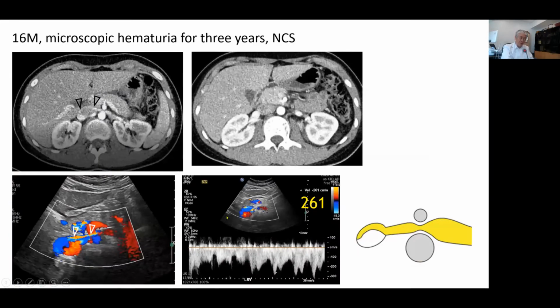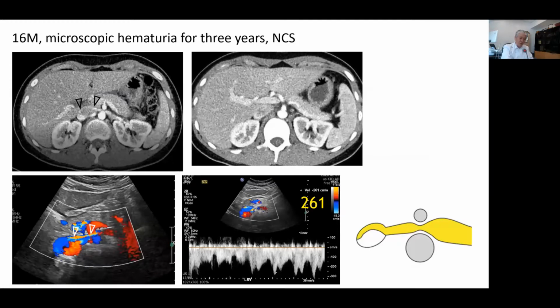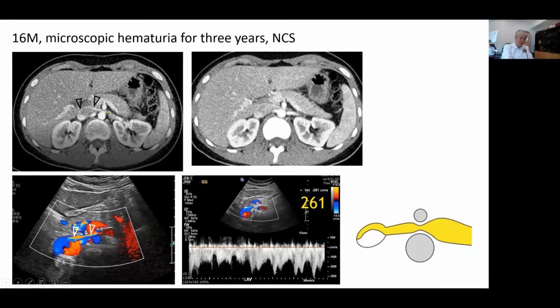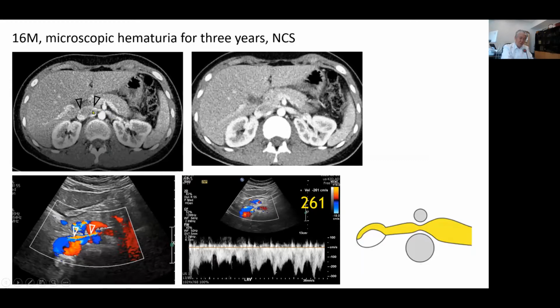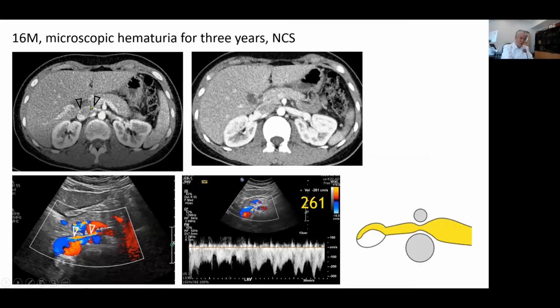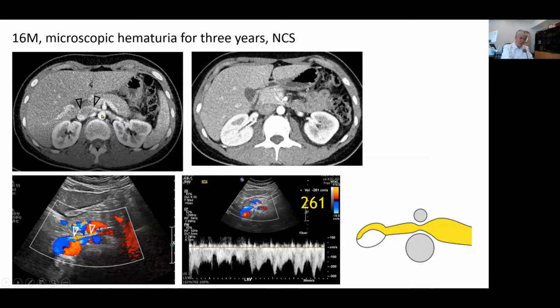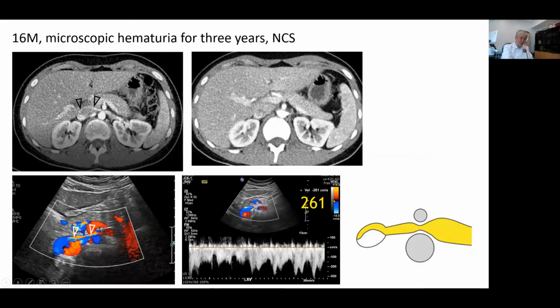A 16-year-old man with microscopic hematuria for 3 years due to Nutcracker syndrome. The CT shows compression of the left renal vein between the aorta and superior mesenteric artery, with jetting of contrast-opacified blood flow along the anterior non-dependent margin of the left renal vein and the vena cava. And color Doppler ultrasound shows bright colored jetting along the anterior margin, and peak flow velocity was 261, a very fast flow.